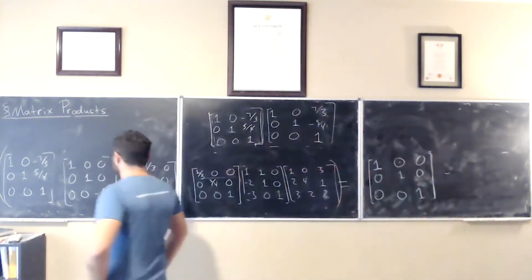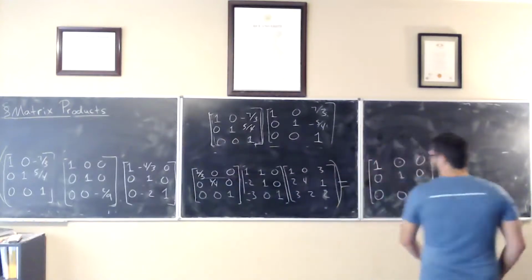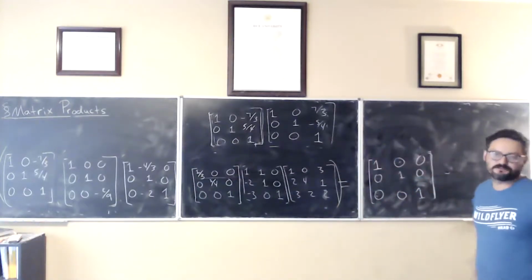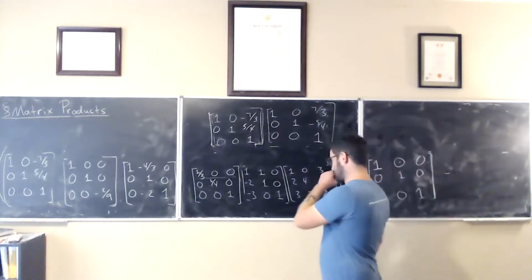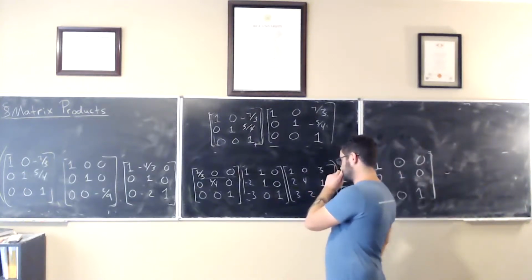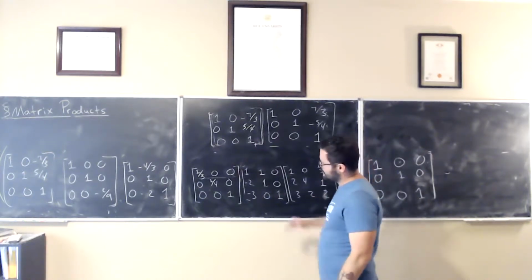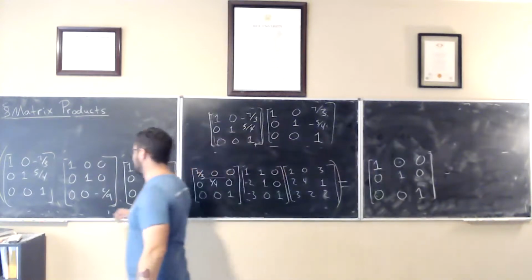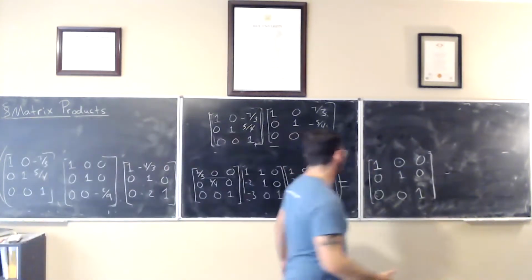But this is matrix factoring, basically. We have this matrix, and we're able to find a sequence of things to multiply it by to generate the identity. And well, why would that be important to us?